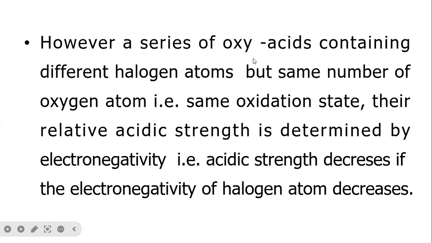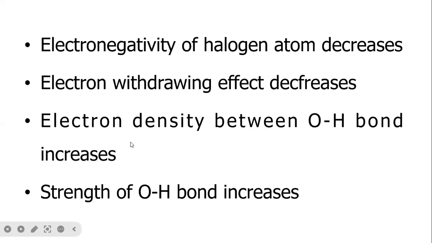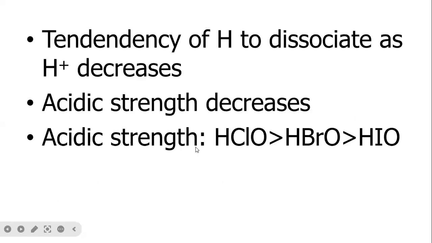However, in a series of oxy acids containing different halogen atoms but the same number of oxygen atoms, that is, the same oxidation state, their relative acidic strength is determined by electronegativity, that is, acidic strength decreases if the electronegativity of the halogen atom decreases. Electronegativity of the halogen atom decreases, electron withdrawing effect decreases, electron density between the OH bond increases, strength of the OH bond increases, tendency of hydrogen to dissociate as H+ decreases, acidic strength decreases.